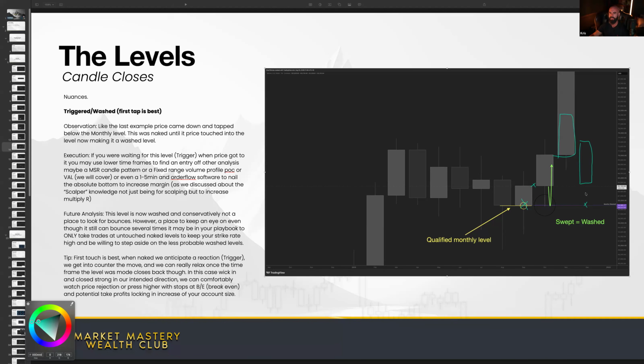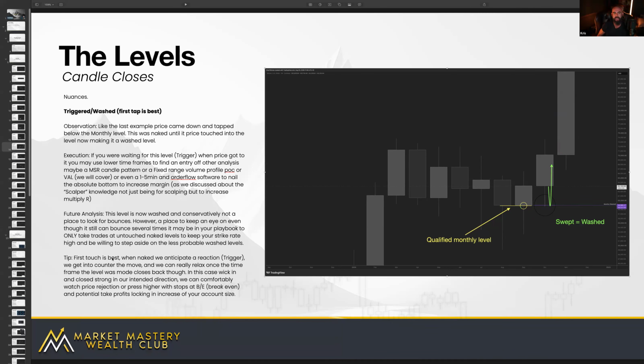It might actually be that this does bounce off here, and something up in here on a lower time frame allowed me to get a retest, and I got it in a little bit higher, but I just wasn't willing to be a part of the capitulation that can turn this into what we'll talk about after, which is a breaker level. Okay, so tip, first touch is best.